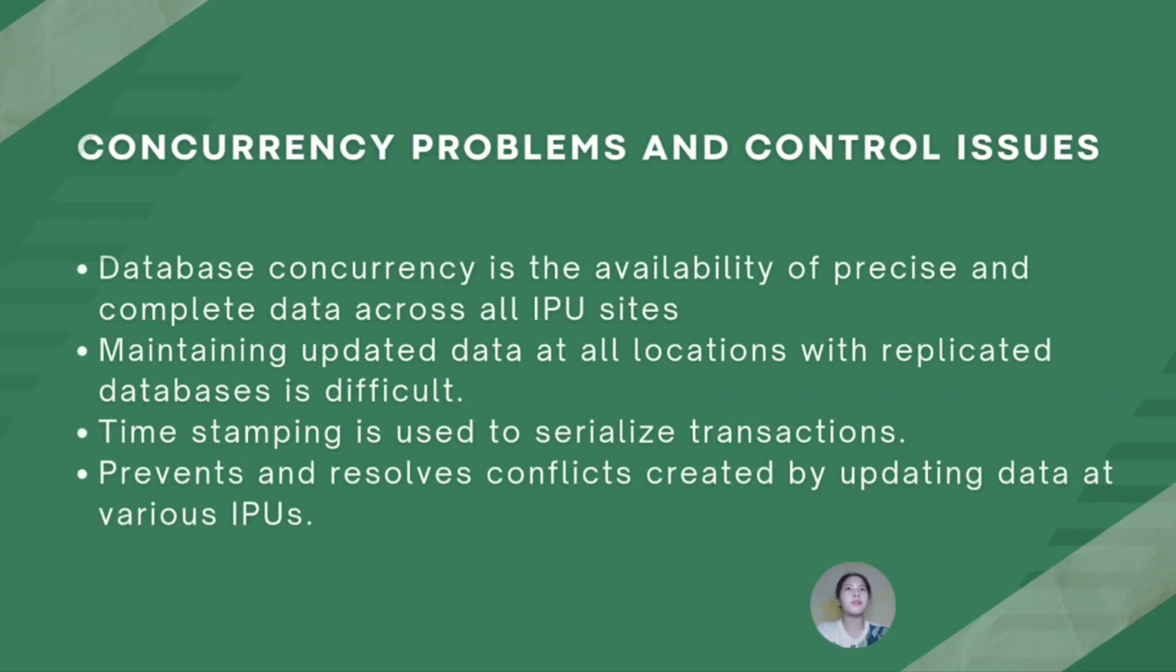Database concurrency is the availability of precise and complete data across all information processing unit sites. Maintaining and updating data at all locations with a replicated database is difficult. Timestamping is used to serialize transactions. It prevents and resolves conflicts created by updating data at various information processing units.